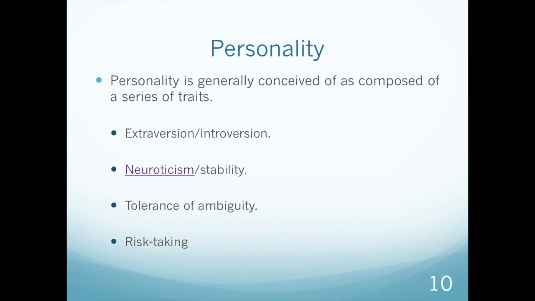Neuroticism or stability, and I have a link for you to look at. Neuroticism, it's a test. What is it to be neurotic? What does it mean? You can look at the definition in the dictionary. And tolerance of ambiguity: when you have a sentence which is ambiguous, how tolerant are you, how able are you to reconstruct it and to make sense of it despite or in spite of its ambiguity. And risk-taking.